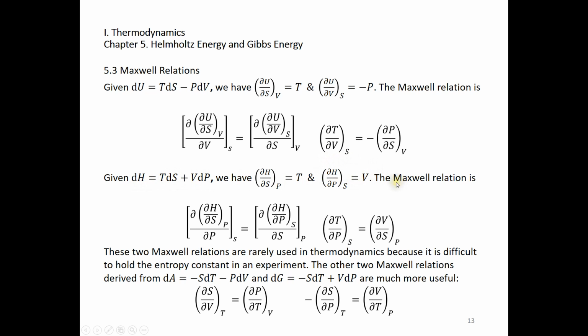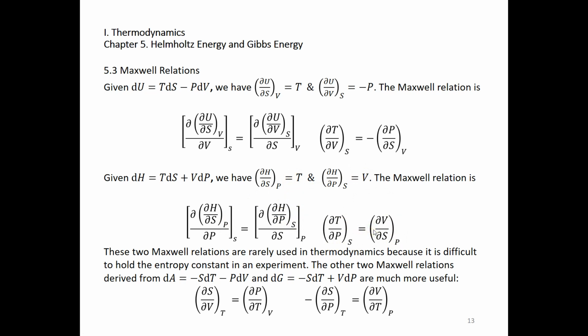Now we get the second Maxwell relation by taking the second derivative of H in two different orders: S first and then P, or P first and then S. Left is equal to right. On top over here, delta H over delta S at constant pressure, that's temperature. Delta H over delta P at constant entropy, that's volume. Now we have our second Maxwell relation.